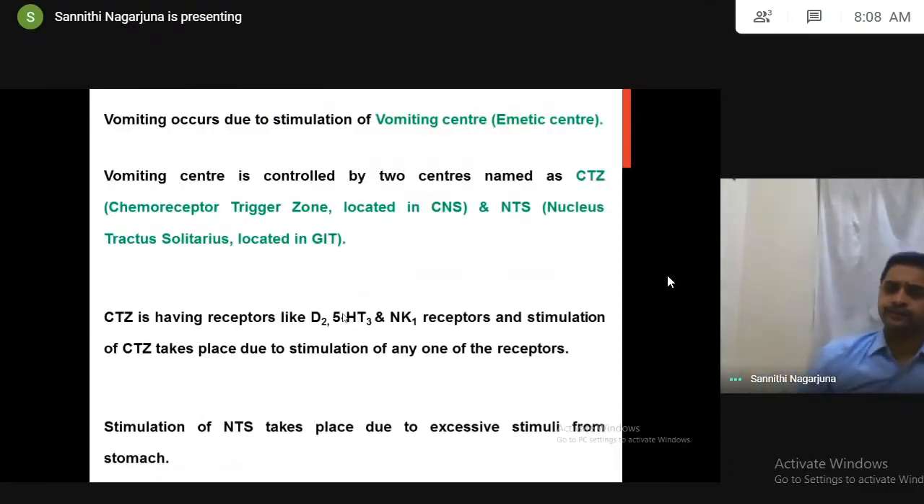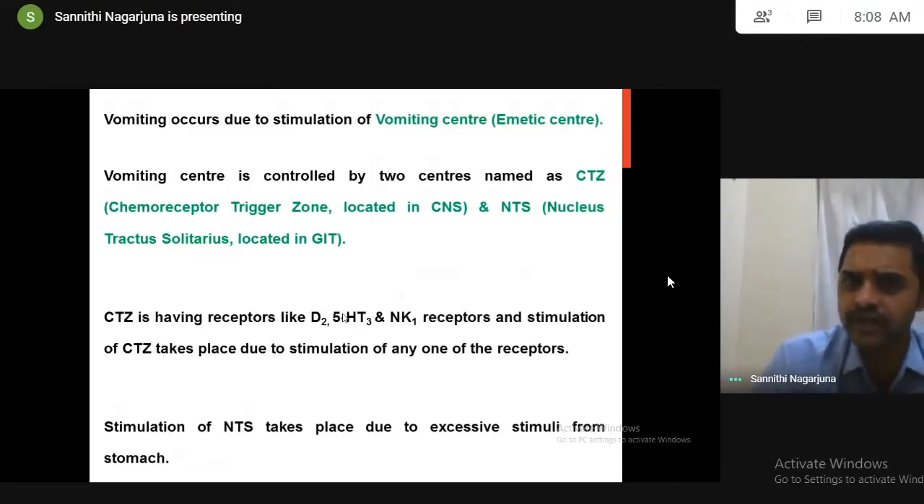We explained here the pathogenesis of vomiting. Vomiting always occurs because of stimulation of the vomiting center. This vomiting center is controlled by two centers, CTZ and NTS. This stimulation of the vomiting center takes place maybe because of stimulation of CTZ or because of stimulation of NTS. The stimulation of CTZ takes place because of the stimulation of some receptors present in the CTZ like D2, 5-HT3 and NK1. NTS will get stimulated because of excessive stimulation from the stomach.